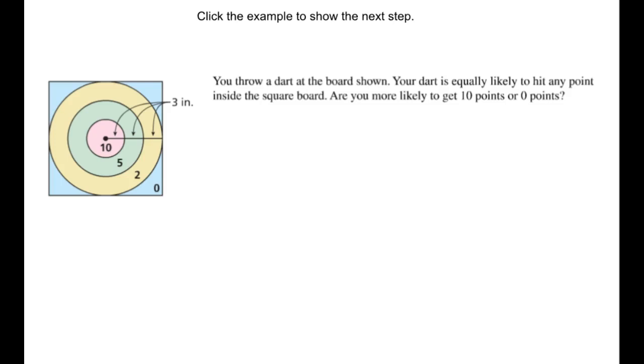Okay, so we can also use probability when we're dealing with areas. So if I throw a dart at the dartboard shown, I have to figure out what is the probability of me getting certain points. My dart is equally likely to hit any point inside the square board. So are you more likely to get 10 points or 0 points? So I have to figure out which one's more likely.